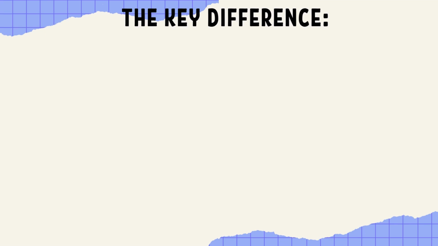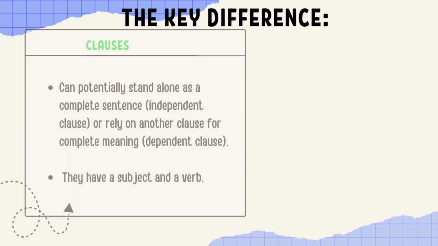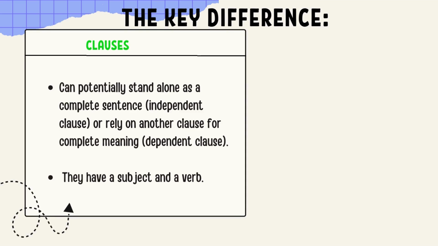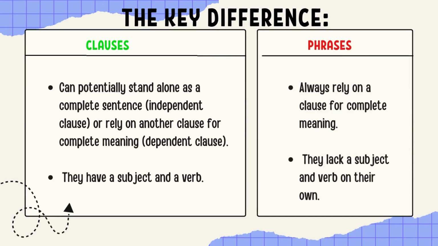The key lies in their ability to express a complete thought. Clauses can potentially stand alone as a complete sentence (independent clause), or rely on another clause for complete meaning (dependent clause). They have a subject and a verb. Phrases always rely on a clause for complete meaning. They lack a subject and verb on their own.